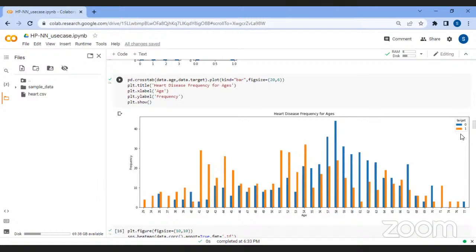So here we have the target variable. We are checking if the prediction is yes and if the prediction is no. That is what we are looking at here.